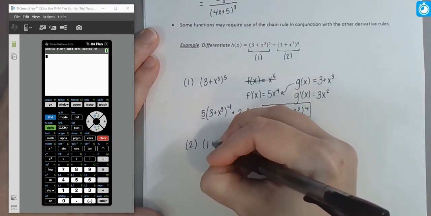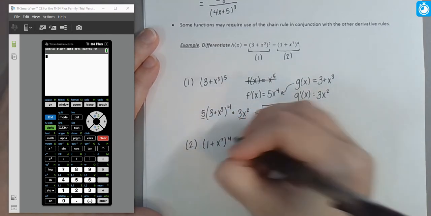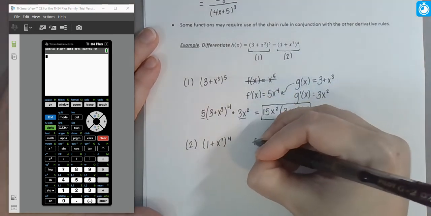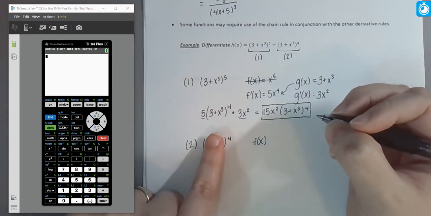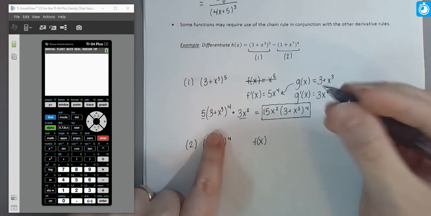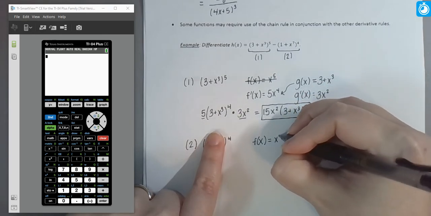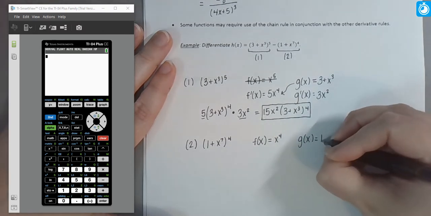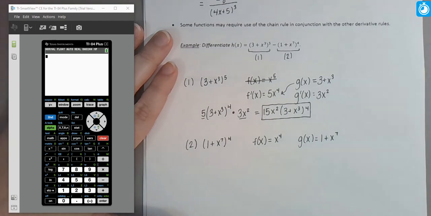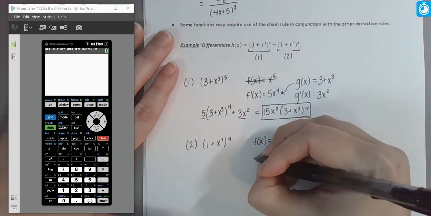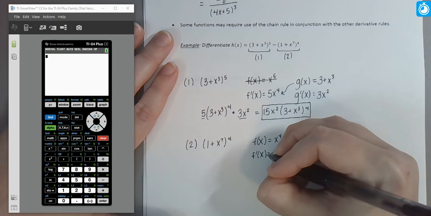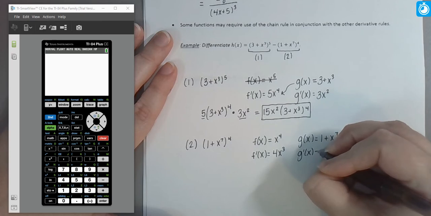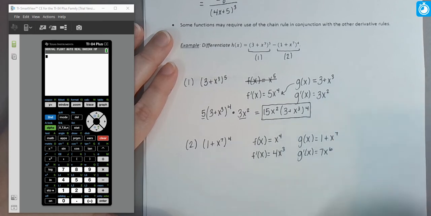So we have 1 plus x to the 7th raised to the 4th power. Outer, inner, break it down. So here our outer function is just going to represent our input, whatever that is, raised to the 4th power, so x to the 4th power. And then our inner function is everything else. So 1 plus x to the 7th. Okay, differentiate them. F prime of x is equal to 4x cubed. G prime of x is equal to 7x to the 6th.